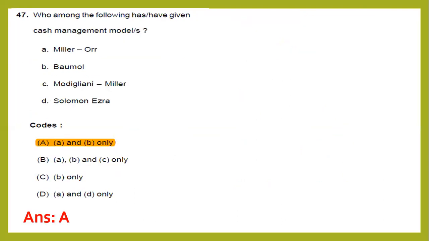47th question, which among the following has or have given the cash management models? So it is A and B only, that is Miller-Orr and Baumol. So these are the two options. Therefore, the correct option is A.